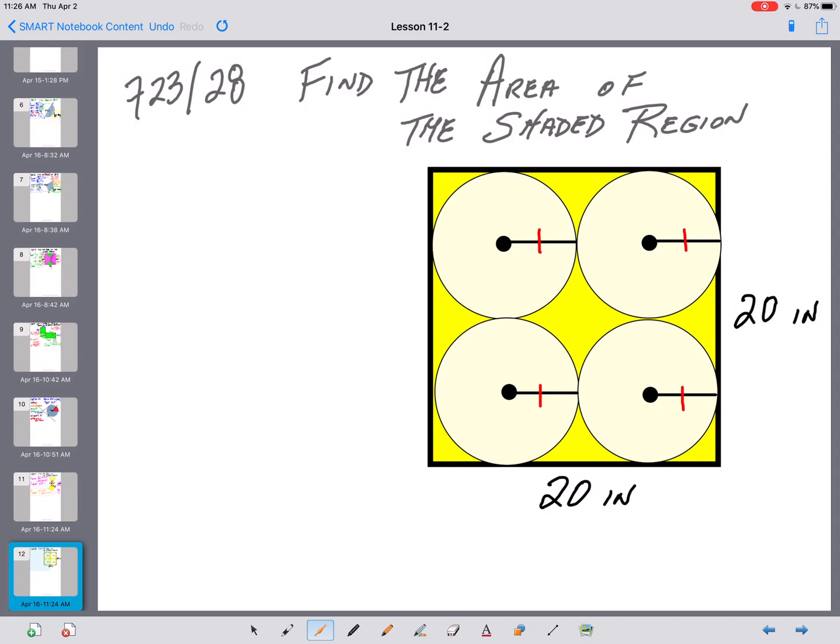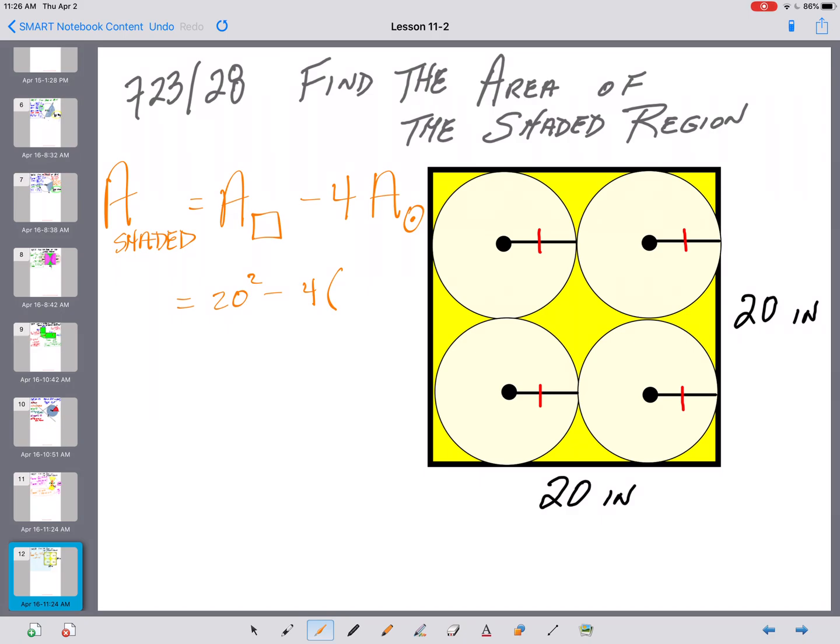So here it is. Area that is shaded. Okay, that's the yellow part, is 1 square. This particular problem, it's 1 square minus 4 circles. Okay, the square, it's 20 by 20. So 20 times 20, or 20 squared, minus. Now, there's 4 of them, and we need pi r squared.